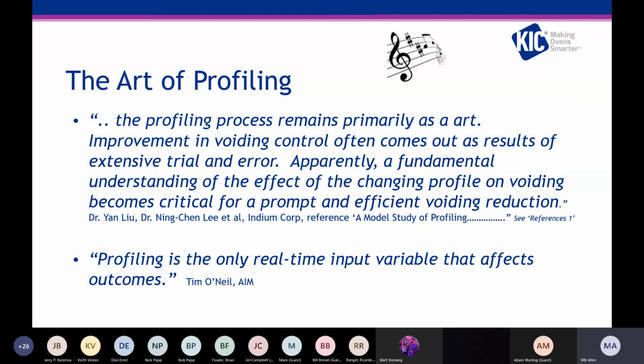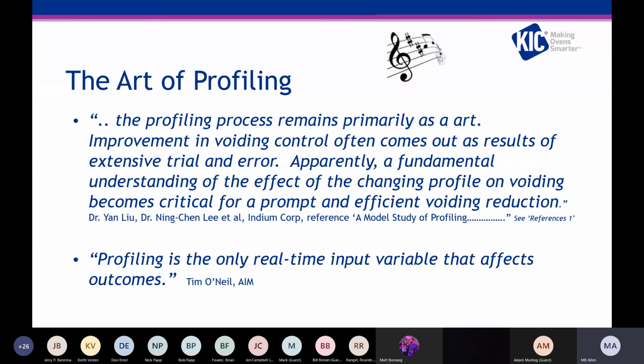I have these two quotes that I show all the time, and the symbol for the music is because this is music to my ears. For so many years, the process window or the profile itself was really considered gospel. When you were given a process window, this is what you needed to abide by. And reality is now it is a guideline. But profiling in itself is really a science, and it is the one variable that you can affect immediately.